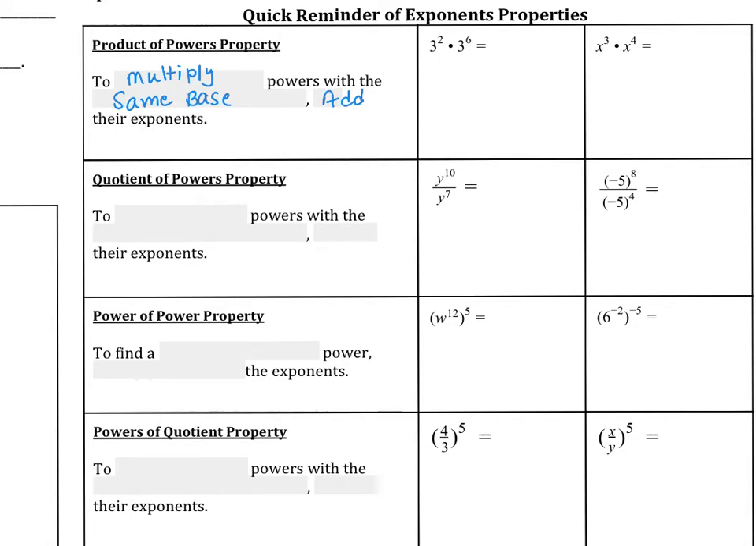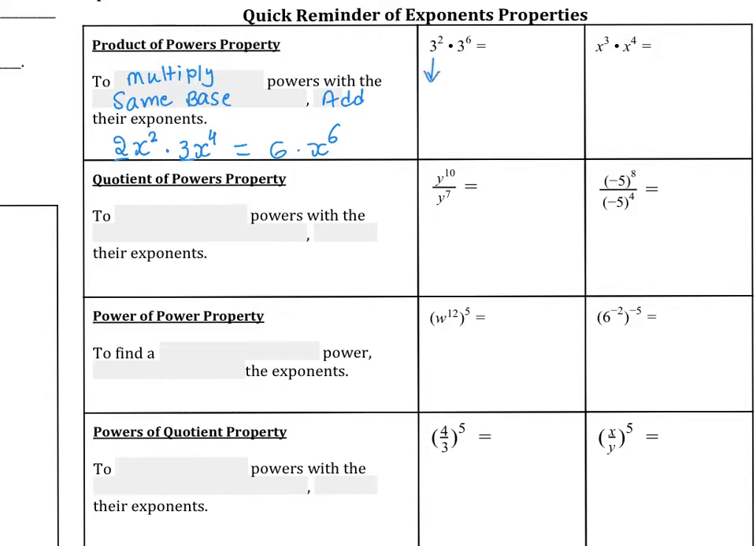So for example, if you have something like 3x to the power 2 times 2x to the power 4, then you're going to multiply 3 and 2 as 6, and you're going to add the powers of x, which is going to be 4 plus 2, 6. So here is an example.